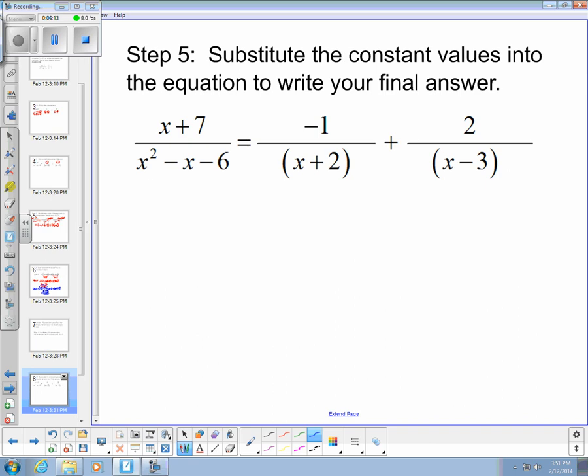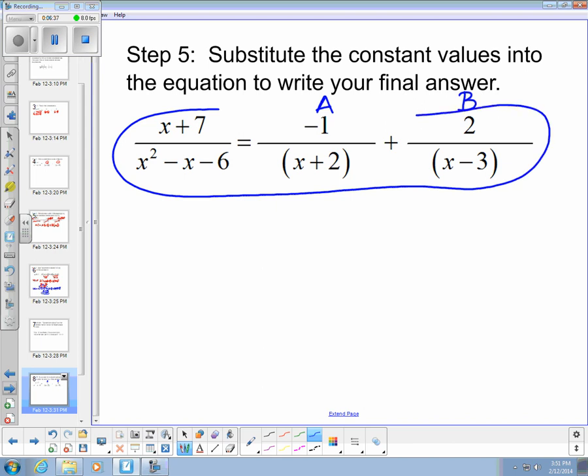Okay, now last step is we go back and we substitute those constant values into the equation that we started with. This was my a value, this was my b value. So if you look back at step 2 where you have the setup of the problem, all I did was put in the number we got for A and the number we got for B. And this is the partial fraction decomposition.